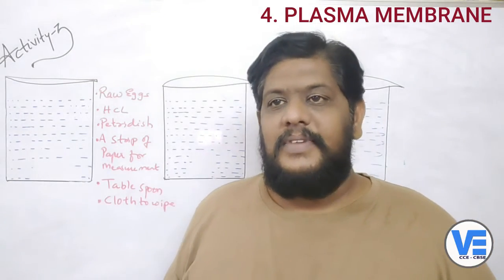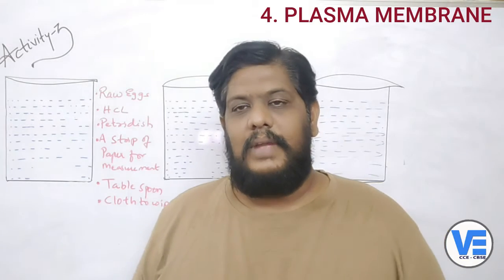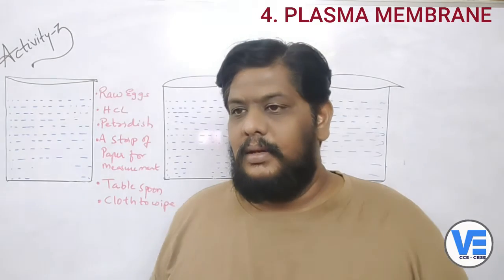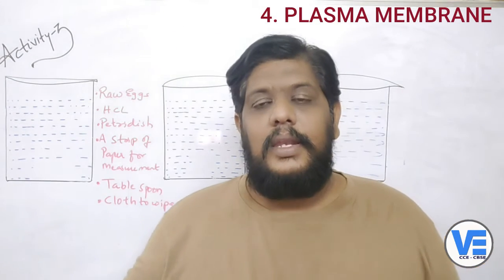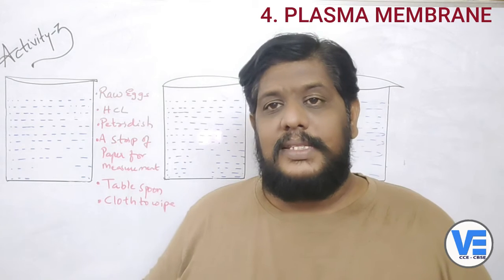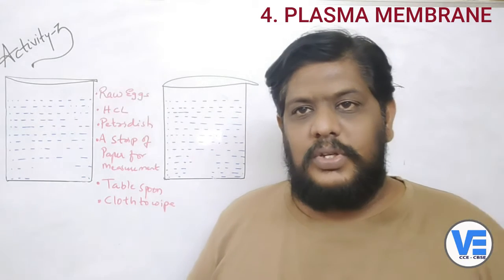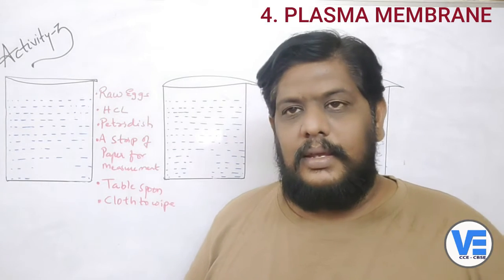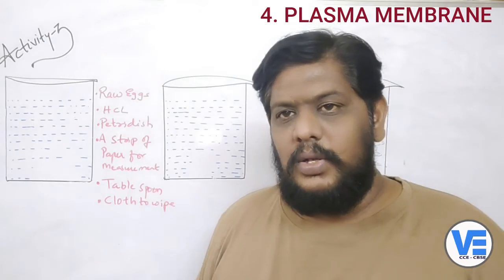Okay, first of all, what we have done here is we have taken a beaker, and we have filled this beaker with the dilute HCl. We have to make sure that it is not concentrated HCl. That is really very harmful to us, so we should not use the concentrated HCl. Instead of that, we should go ahead with the dilute HCl.